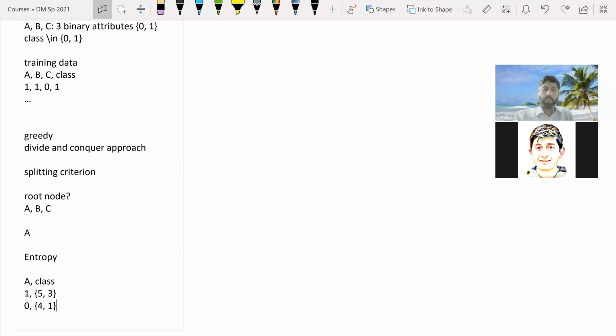There are 5 objects, 5 observations in my data set, in which if I split on A with value equal to 1, I have 5 objects. 4 of them would belong to class 0. 1 of them would belong to class 1.